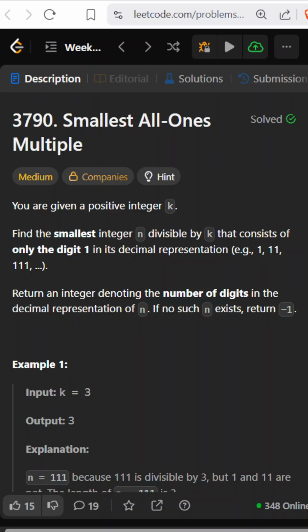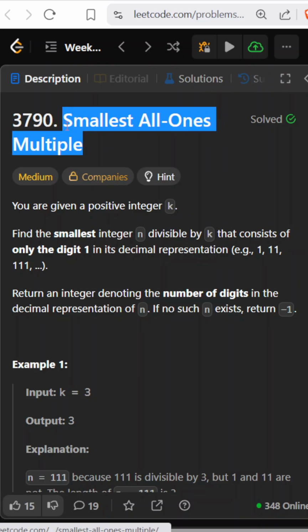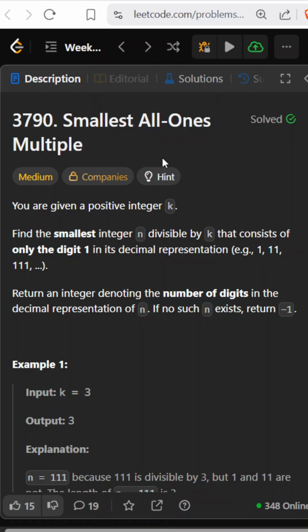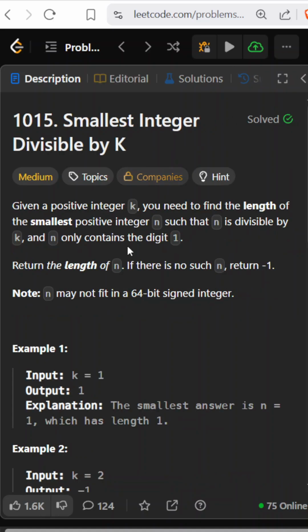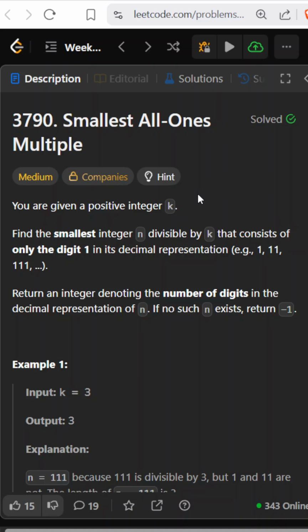This is cheating, right? We already solved this problem. So, hello everyone, we are solving LeetCode Weekly Contest 482 and the problem is Smallest Ones Multiple. This is exactly the same problem that we solved some time back, Smallest Integer Divisible by K. I created a video on it. So if you have viewed that, it will be very, very straightforward for you.